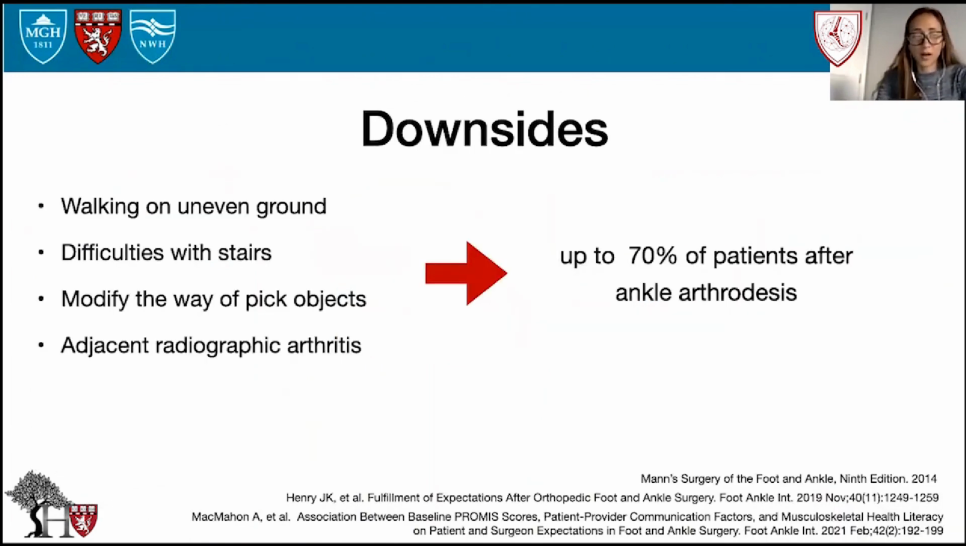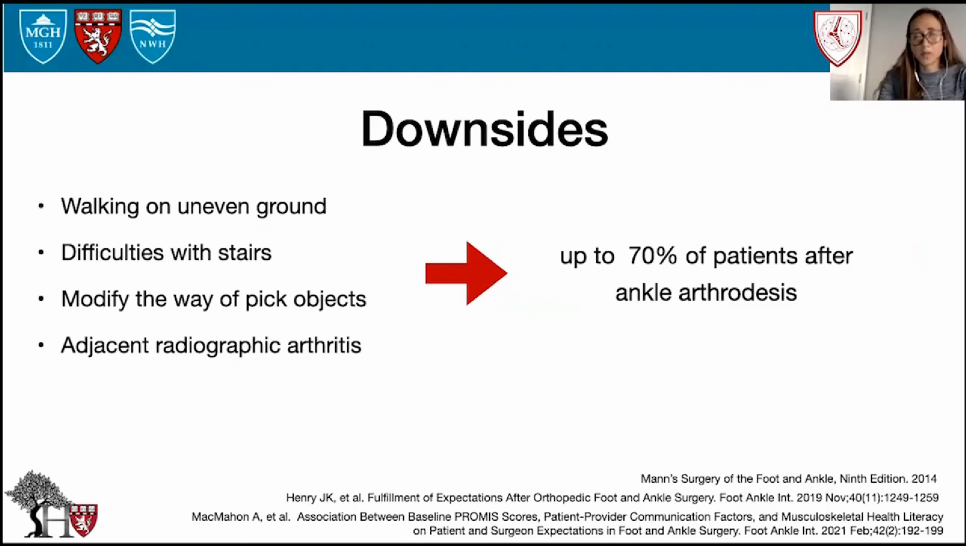Downsides of doing this procedure. Up to 70% of patients after ankle arthrodesis complain of difficulty walking on uneven ground and difficulty going up and down the stairs. They have to modify the way that they pick up objects from the floor. And there is also evidence of adjacent radiographic arthritis.